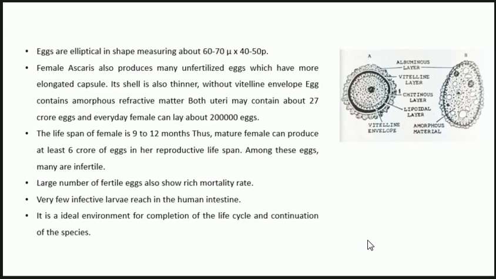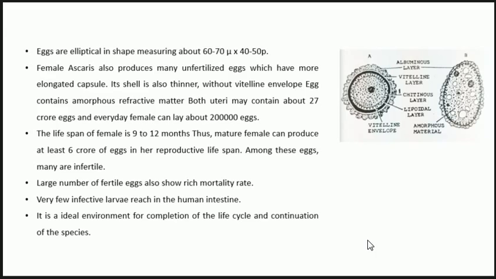So for 9 to 12 months the female may remain within the intestine, and during that process it will continuously produce eggs. A large number of fertile eggs also shows a high mortality rate. So very few infective larvae reach the human intestine. That's why, as I have told you, they produce such a large number of eggs, because not all get the host, and not all will get the chance to infect the human intestine.